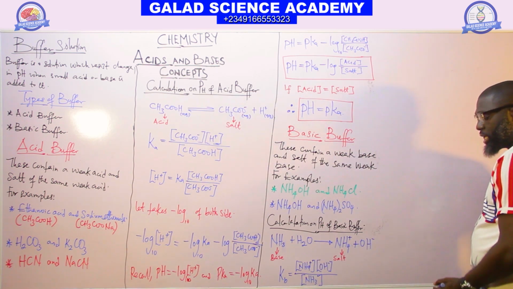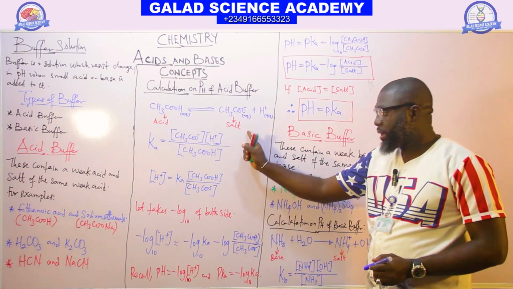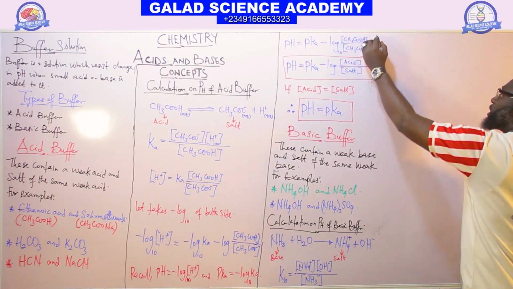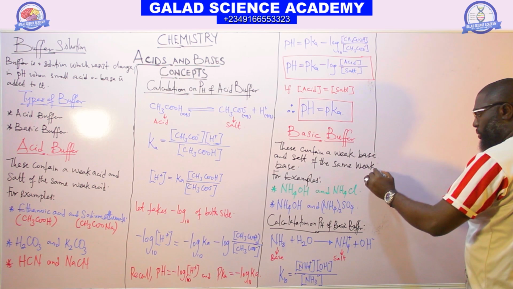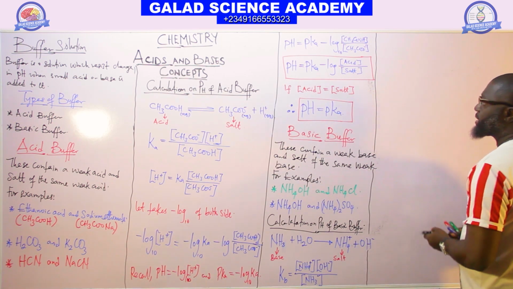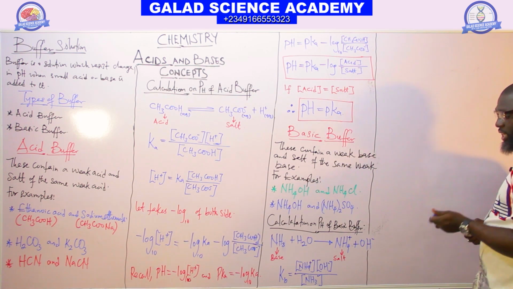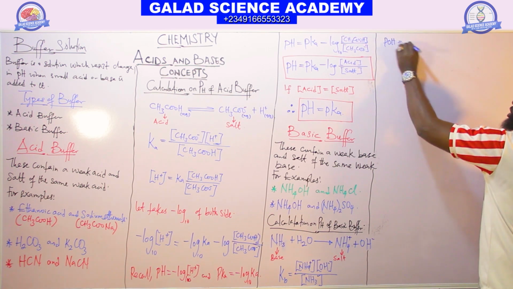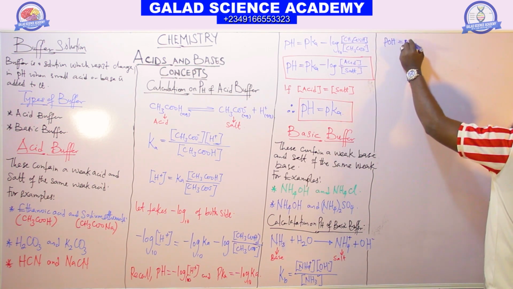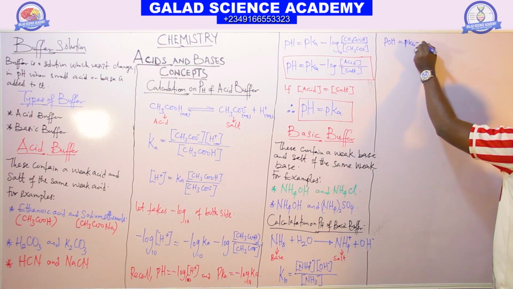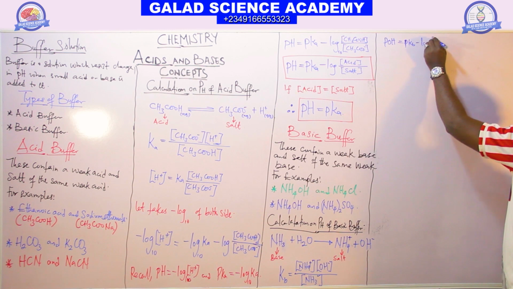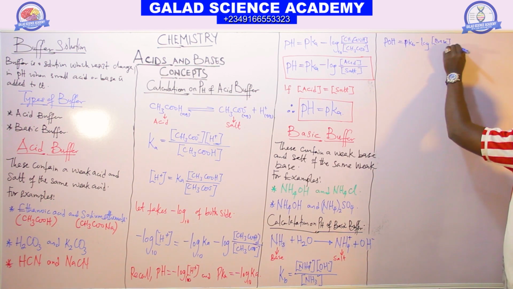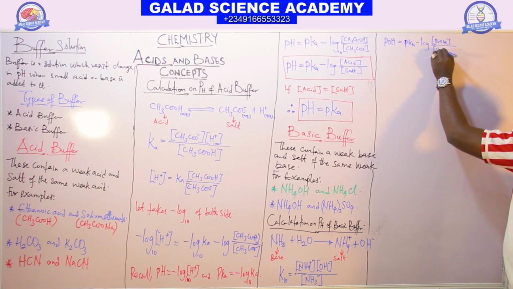So we have this. If you now solve it further by following the same procedure as with this, we will arrive at the same answer here. So in order to save time, we now have pOH equal to pKb minus logarithm of the concentration of base over the concentration of its salt.